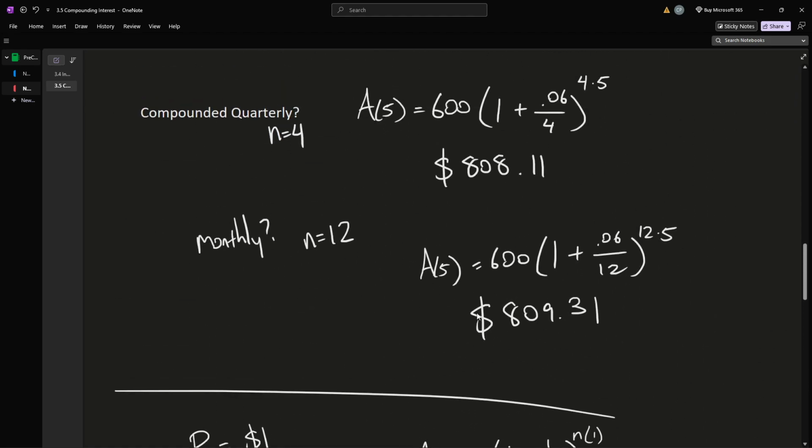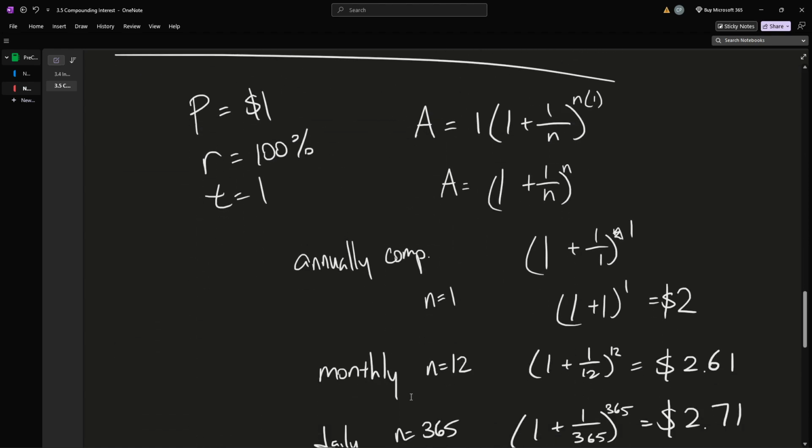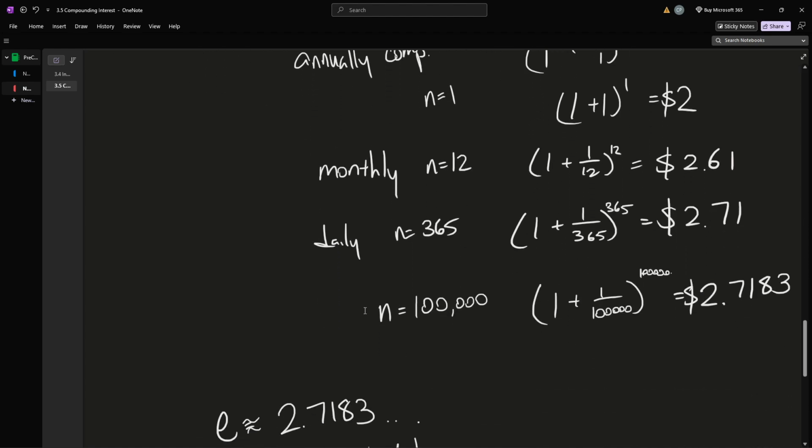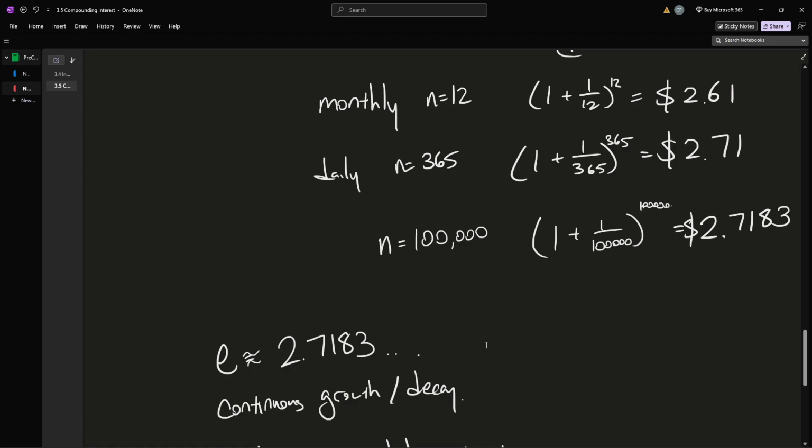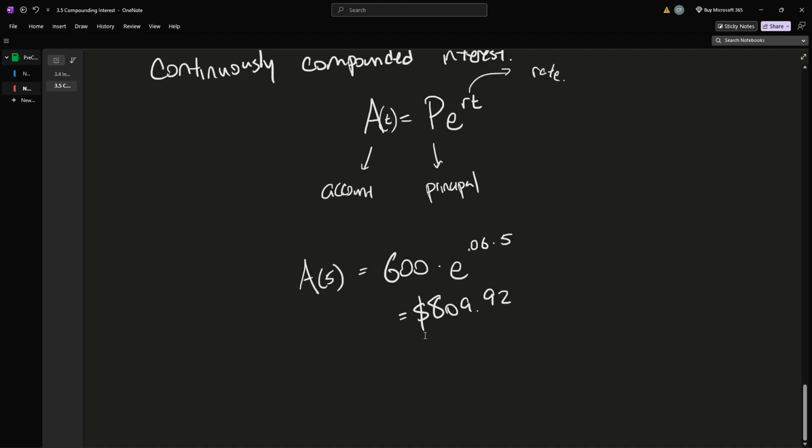So we see it is greater than this. If I continue this monthly to be daily to be 100,000, it'll get really, really close. And we see 100,000 did get 2.7183. E is roughly 2.7183. 100,000 would probably give us this because money kind of stops at two decimal places. But with a large problem, those numbers become more and more important. And the difference between monthly and daily and annually becomes much greater.